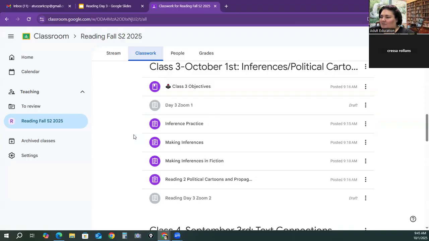So anyways, you have three assignments on making inferences, because I wanted you to have a lot of practice on that. And then you have one on reading political cartoons and propaganda. So that's your assignments for today. We're going to break right now and do that.